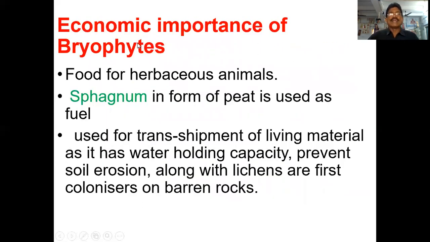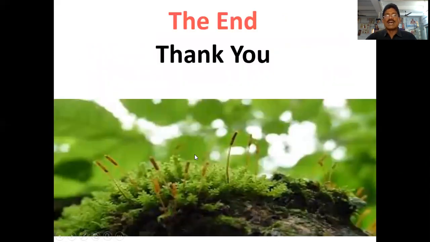What are the main economic importances of bryophytes? The bryophytes are useful as food for herbivorous animals. One example is Sphagnum, a form of peat used for fuel and for shipment of living materials. It has water-holding capacity and prevents soil erosion, and along with lichens, it first colonizes bare rocks. So these are the main characters of the bryophytes.